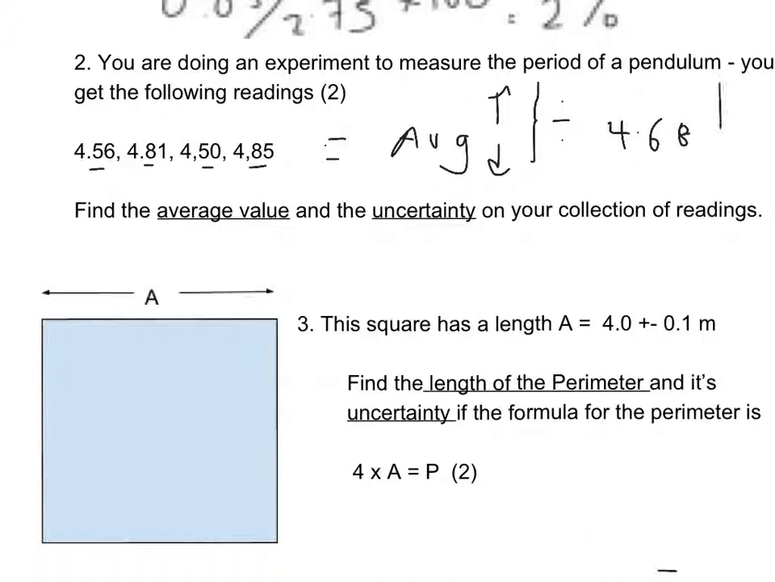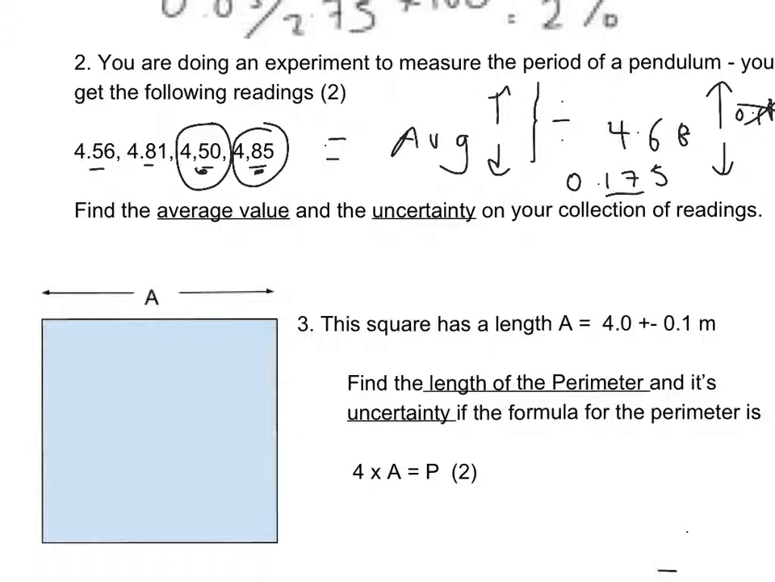Our maximum value is 4.85. Our minimum value, 4.5. So to find half of the range, you subtract 4.5 from 4.85 and divide by 2. That gives you 0.175. And we're going to keep it to the same number of significant figures. So we round this up to 0.18.